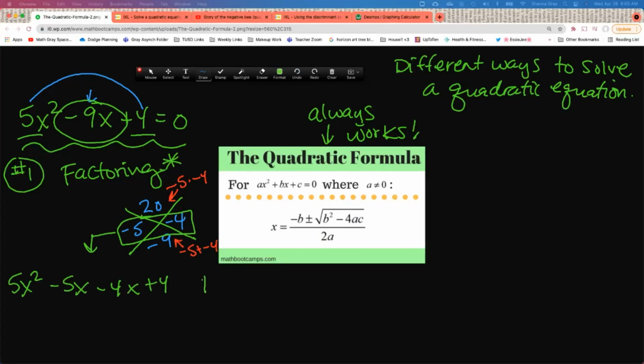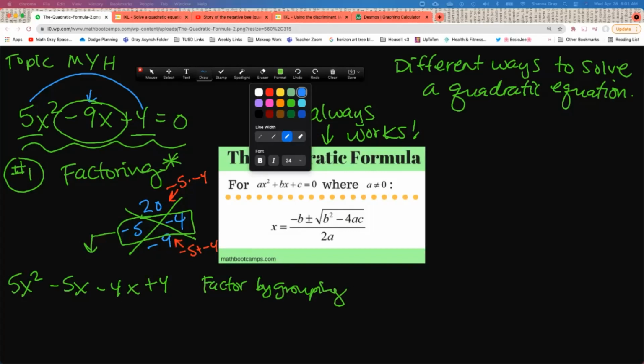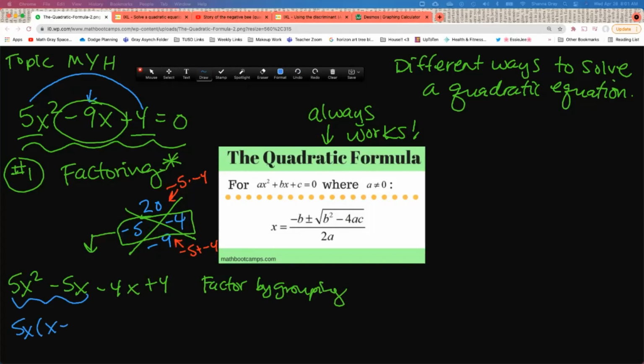And then I can factor by grouping. This is a review of what we've been doing. If I factor this by grouping, I put the first two together and say, okay, I can take 5x out of both. That leaves behind x minus 1. And then here I have a negative sign, so I can take 4 out of both. So -4, which leaves behind x minus 1. And so when I factor, I get 5x minus 4, and then x minus 1, which equals 0.